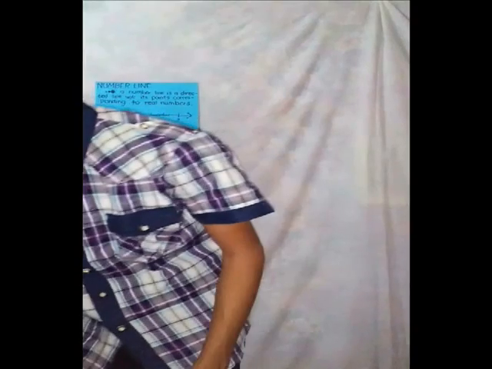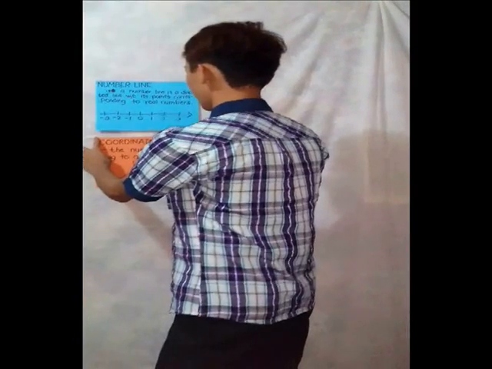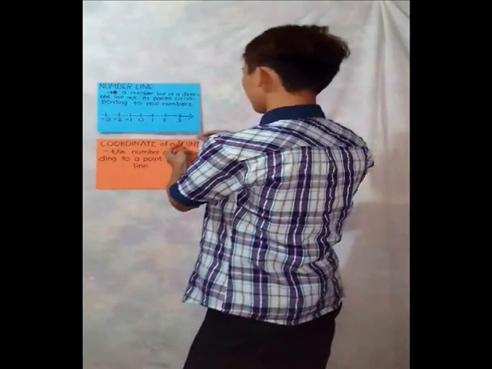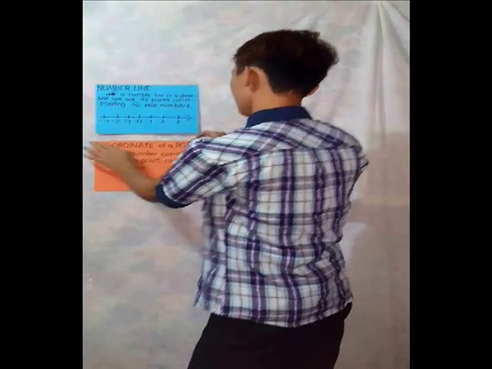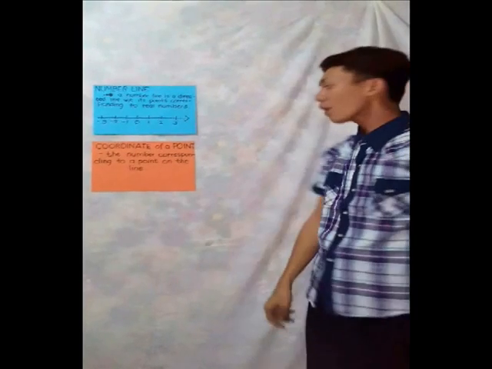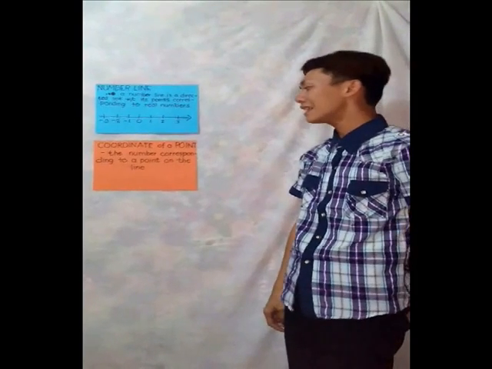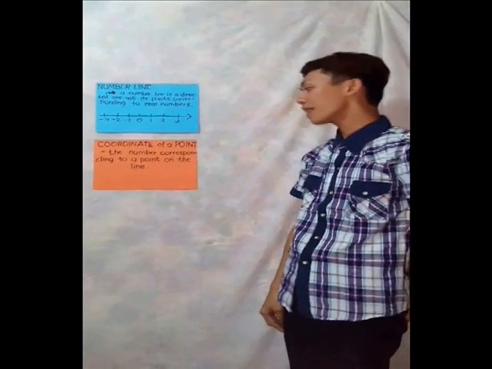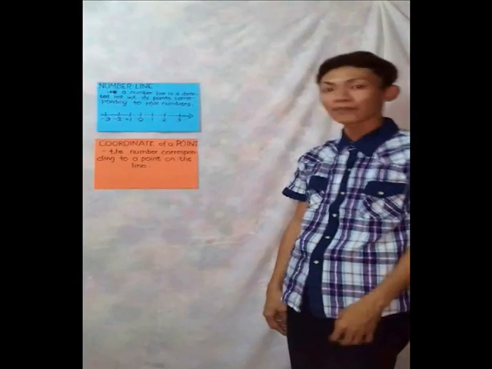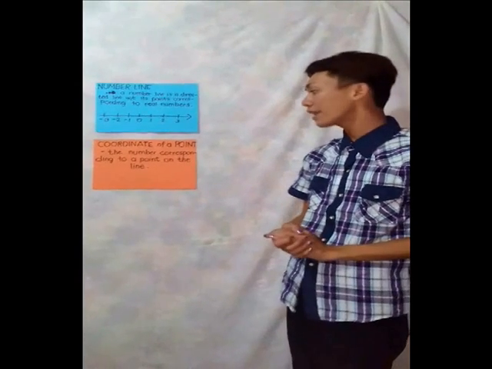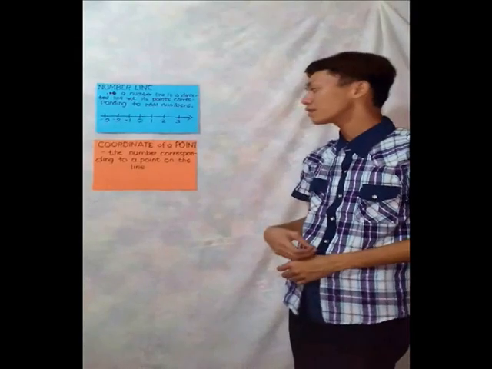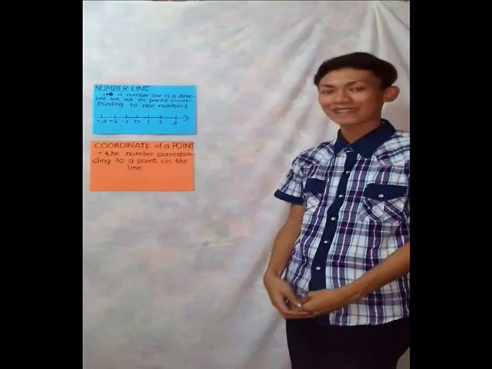Next is the coordinate of a point. Coordinate of a point is the number corresponding to a point on the line. So a coordinate of a point corresponds to the point on the line.